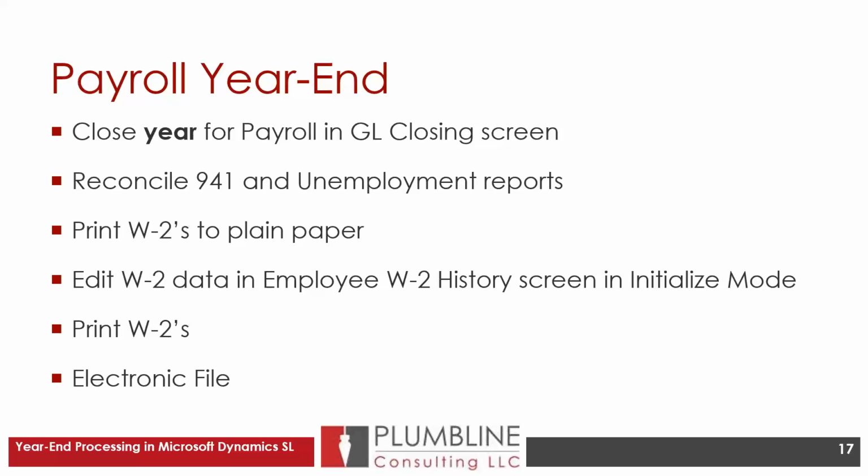So for payroll year end, you'll need to close the year in payroll in the GL closing screen. You'll need to reconcile your 941 and unemployment reports, print your W-2s to plain paper, edit your W-2 data in employee W-2 history screen using initialized mode, print your W-2s, and then electronically file.